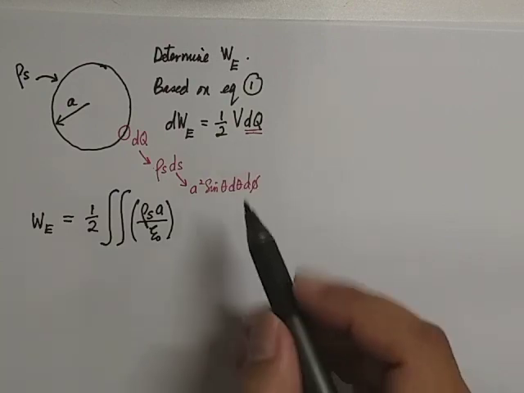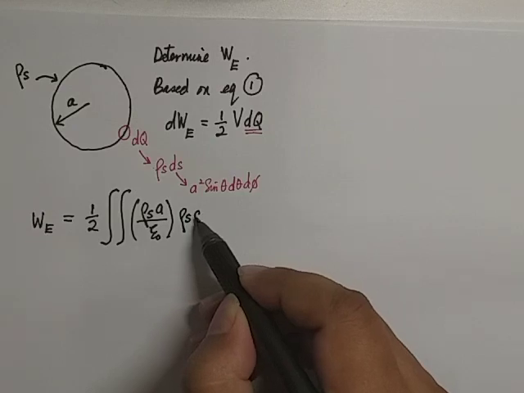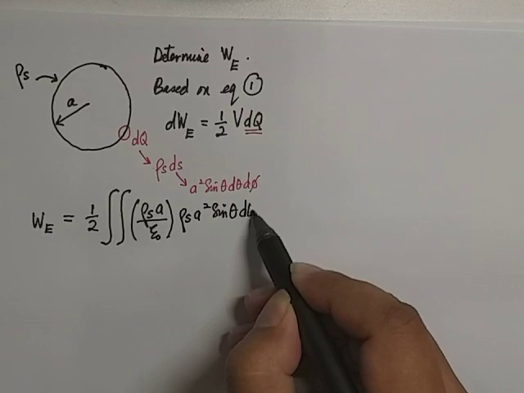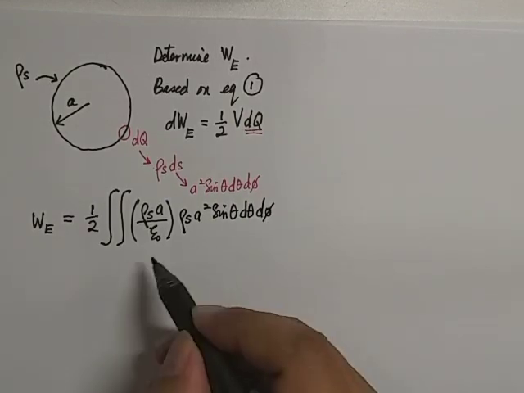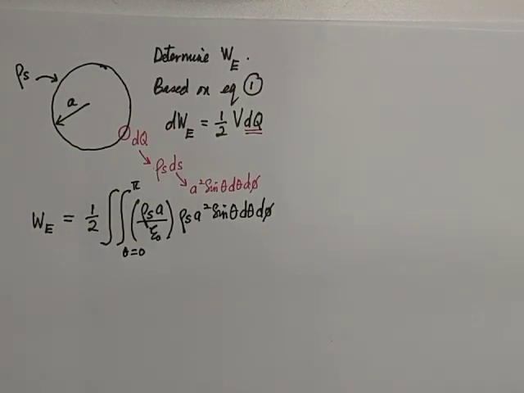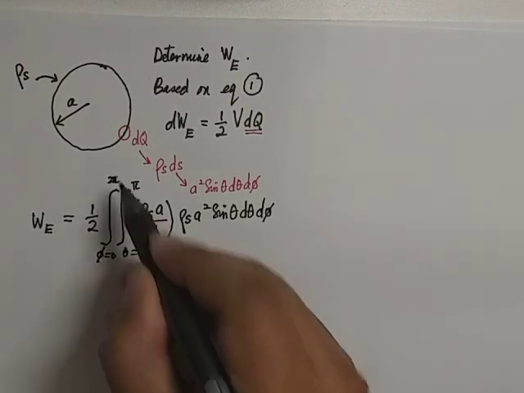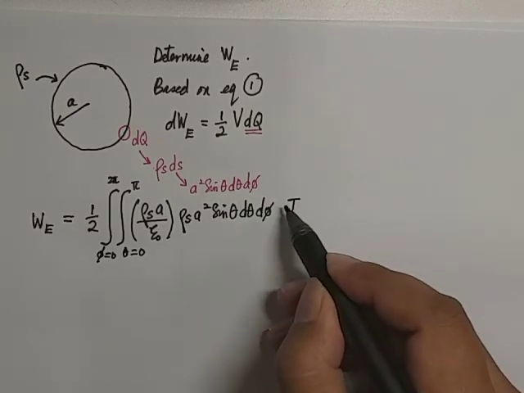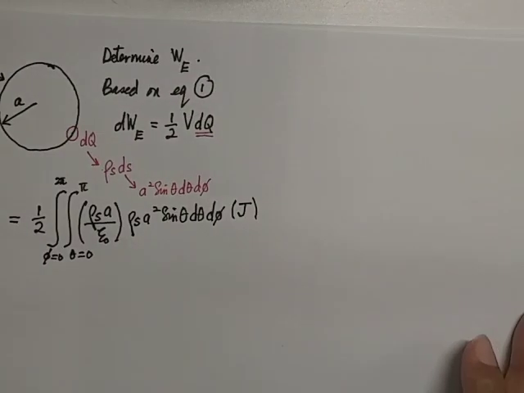And how about the dq now? The dq should be rho s, and then the ds should be A squared sine theta d theta d phi. And then the theta should be from where to where? 0 to pi, standard definition of the range. And for the phi, from 0 to 2 pi. Okay, I try to solve that mathematics. So the final solution, we're going to end with the unit joule. So that's using equation number 1.